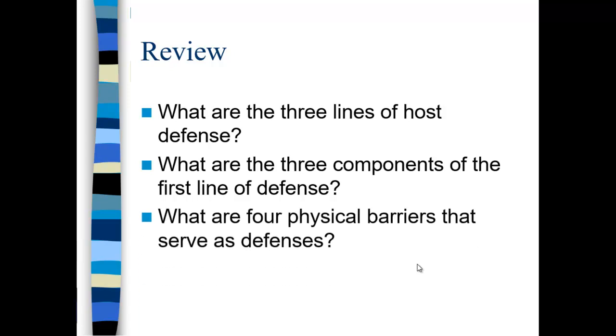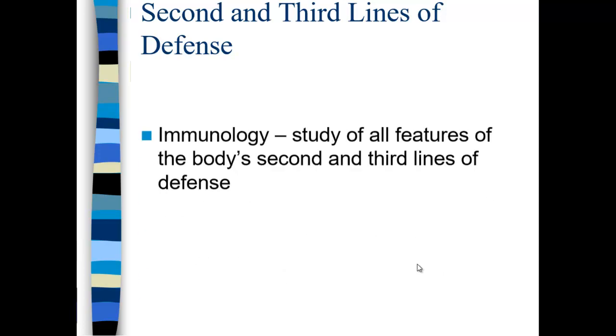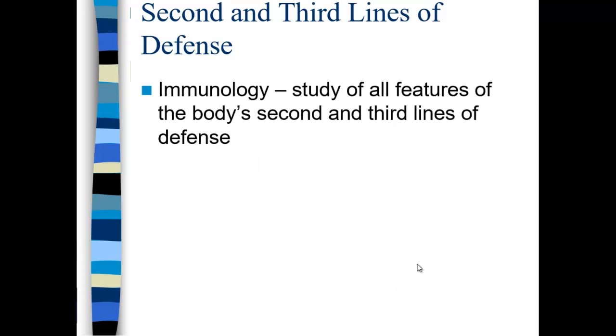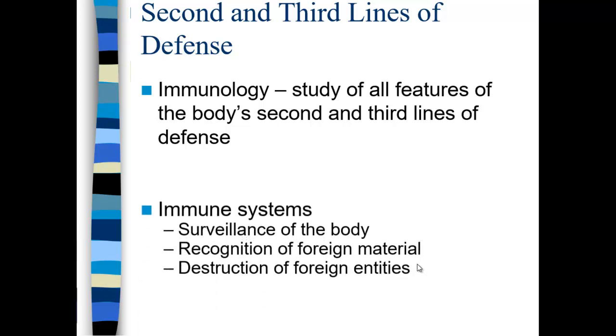And for different physical barriers, there are many different physical barriers that serve as defenses. Your skin, your eyelids by blinking, your mucous membranes in the epithelium, the harsh environment of the stomach. These are all physical barriers that serve as defenses. Now, looking briefly at the second and third lines of defense, this is the study of immunology, and these are the features of the body's second and third lines of defense.